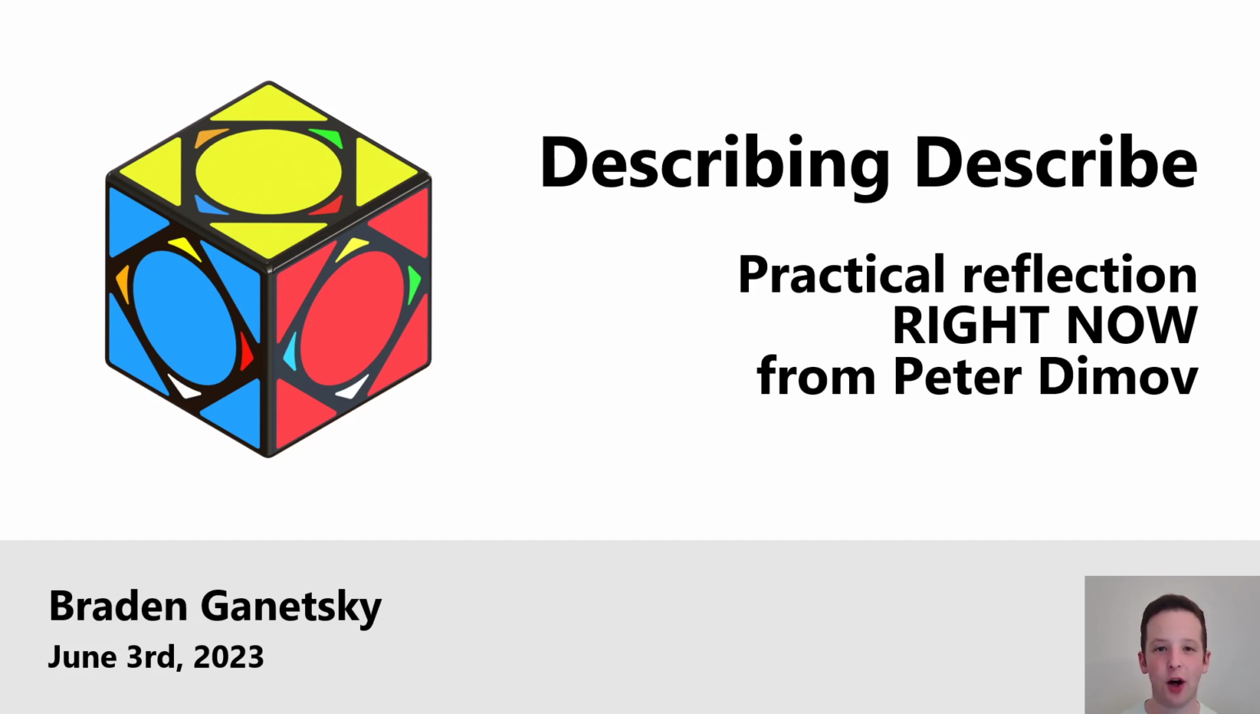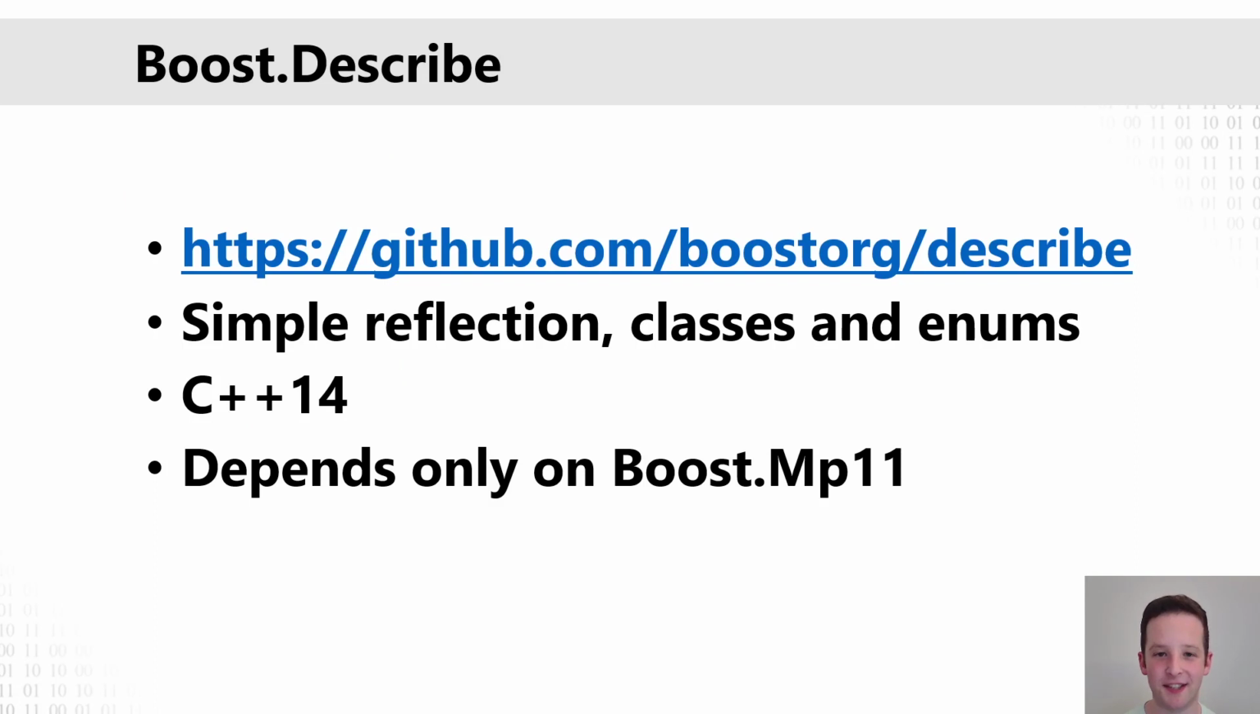I want to tell you all about the Boost.Describe library, where you can get reflection in your code today, not tomorrow. It's written by Peter Dimov, who is an amazing library writer. He is the author of Boost Smart Pointer, which was the inspiration for the standard smart pointers, so amazing stuff there. He's also the author of Boost MP11, which gives you type list metaprogramming with very simple syntax. We'll get into a little bit of that actually, but this presentation is about Boost.Describe.